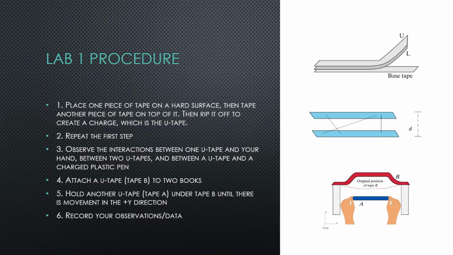Going back to Lab 1, the procedure was to place one piece of tape on a hard surface, then tape another piece of tape on top of it, then rip it off to create a charge, which is the U-tape. Repeat the first step, and then observe the interaction between one U-tape and your hand, between two U-tapes, and between a U-tape and the charged plastic pen. Then you attach a U-tape, which is tape B, to two books. Then you hold another U-tape, which is tape A in this case, under tape B until there is movement in the positive Y direction. Then record your observations and data.